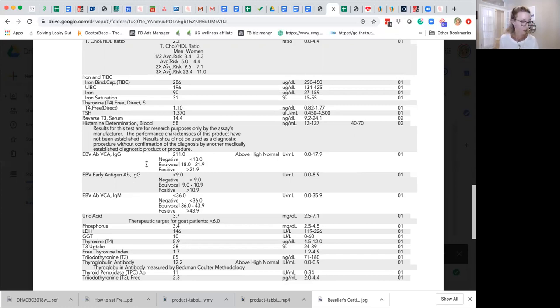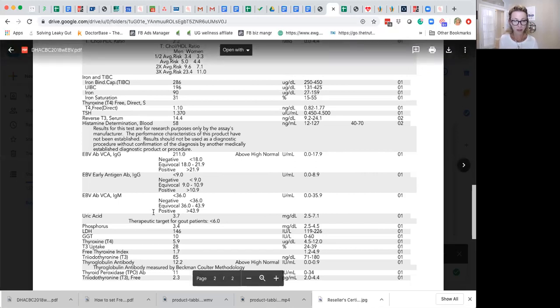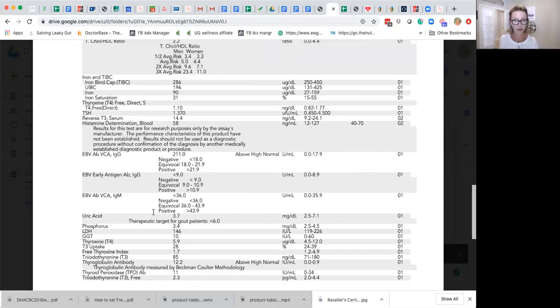Now the last marker here is VCA IgG, and that one is one that you're going to be stuck with for life once you've been exposed. 90% of adults have it. It can also show up in reactivation. But what's important here is that my number is so high. So it says positive is above 21.9, and I was at 211. So this to me is showing that I'm not feeling well. My body's dealing with a lot of virus.